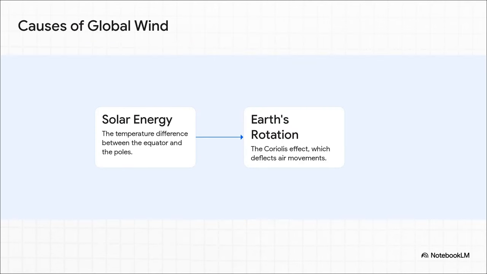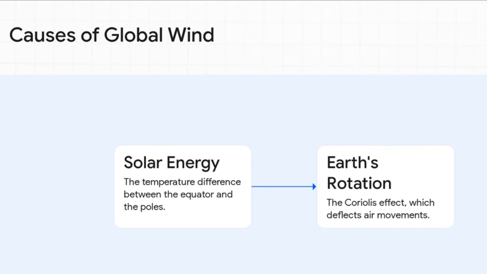So on a global scale, there are two main reasons for these pressure differences. First up is solar energy. Think about it. The sun beats down on the equator, heating the air. That warm air gets lighter and rises, creating a low pressure zone. Meanwhile, the poles are cold, so the air there is dense and heavy, creating a high pressure zone.